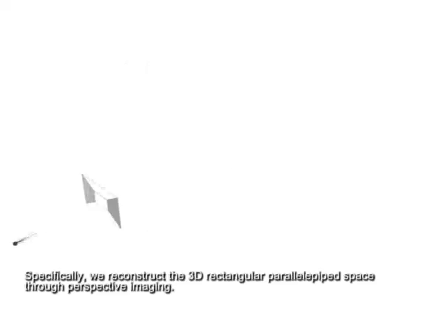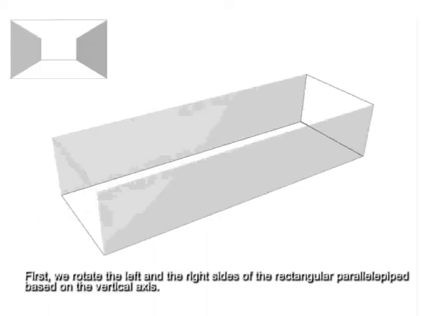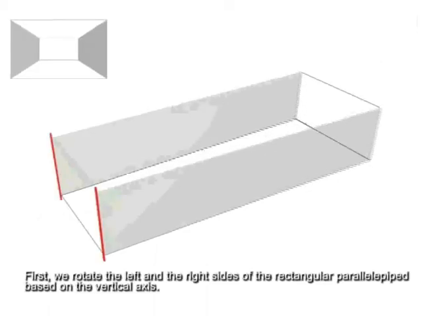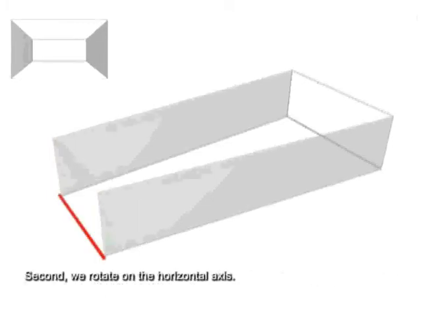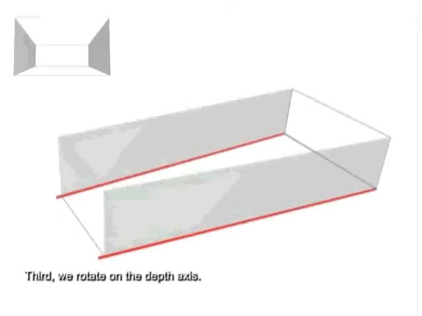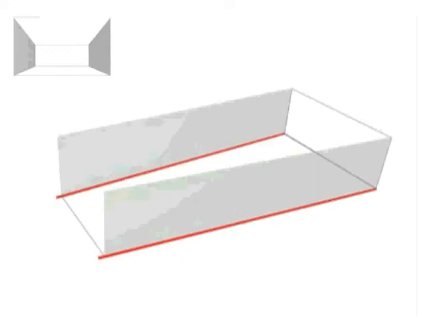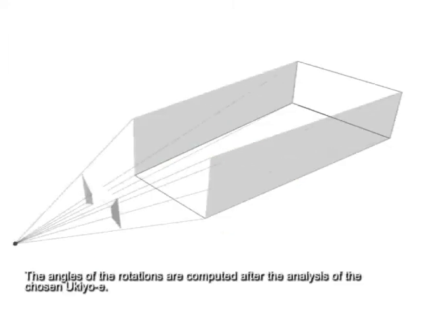Specifically, we reconstruct the 3D rectangular parallelepiped space through perspective imaging. First, we rotate the left and the right sides of the rectangular parallelepiped based on the vertical axis. Second, we rotate on the horizontal axis. Third, we rotate on the depth axis. Then we perform the perspective projection. The angles of the rotations are computed after the analysis of the chosen ukiyo-e.